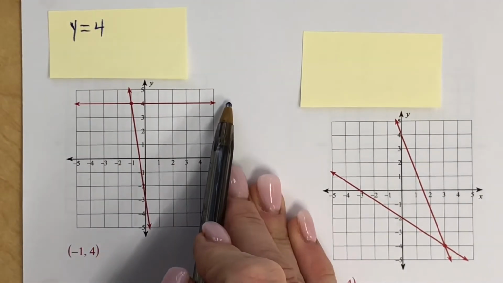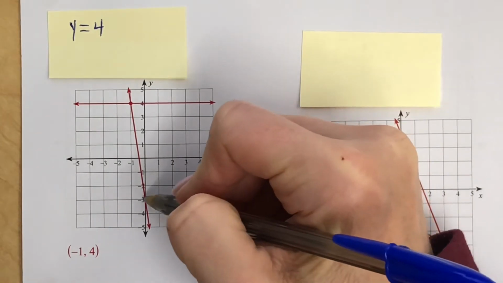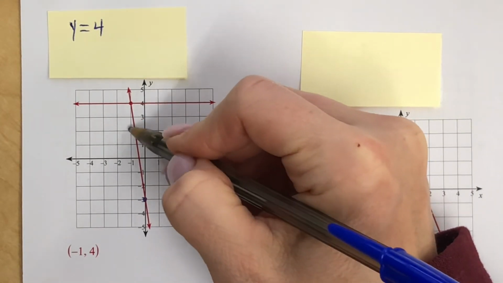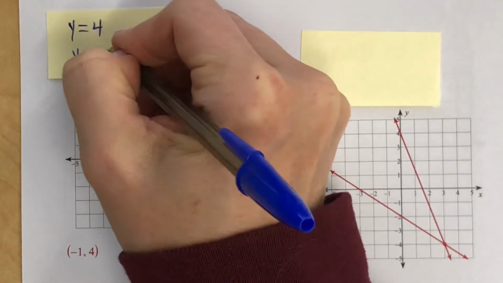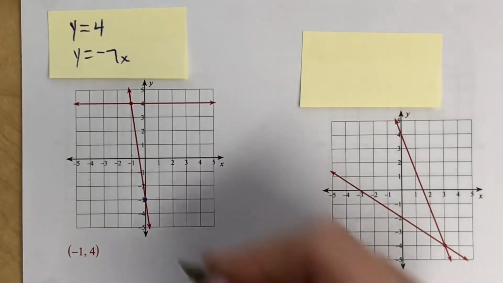Y equals 4 is a horizontal line. This one looks like a -3, down 1, 2, 3, 4, 5, 6, 7, down 7, which means, and then over 1, minus 3.